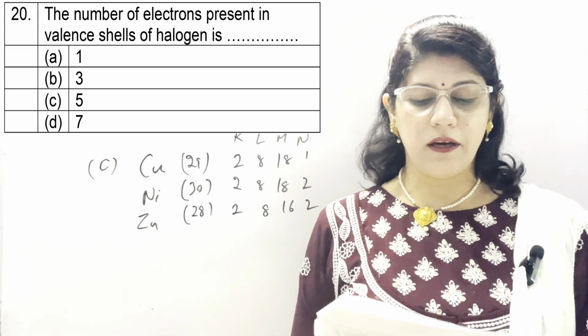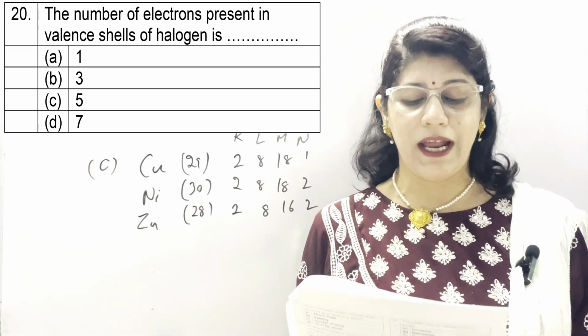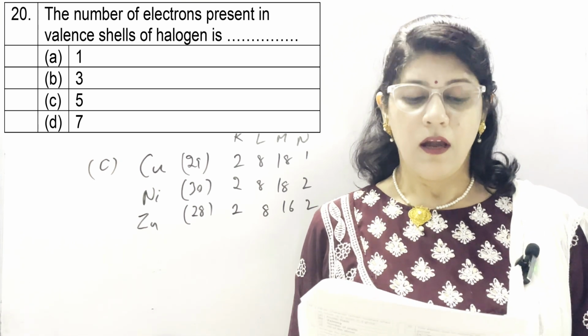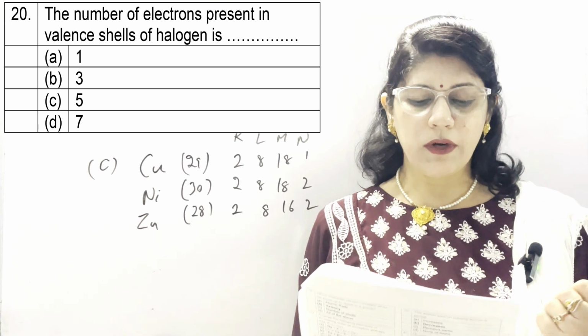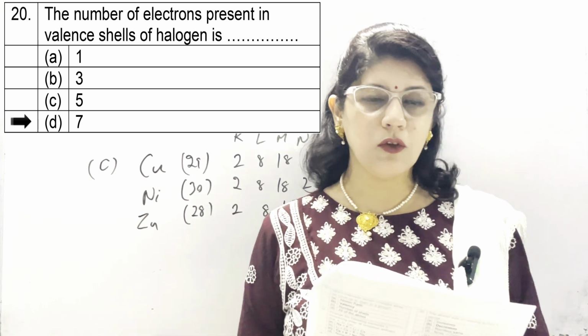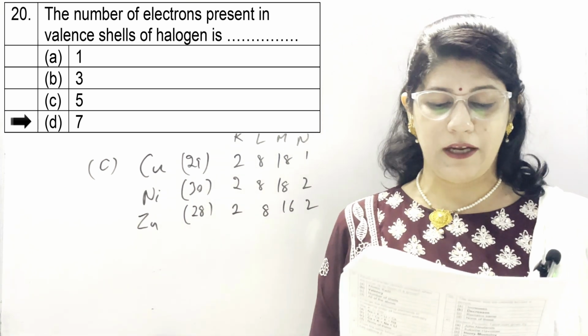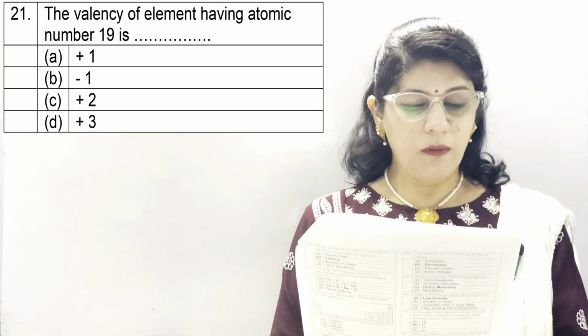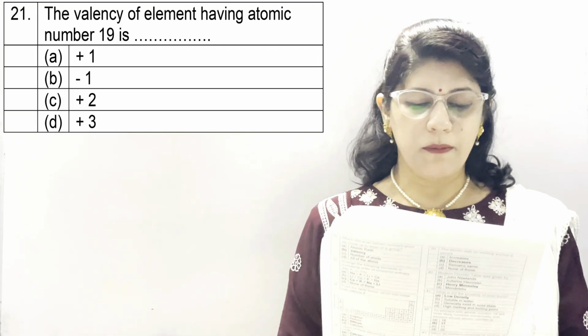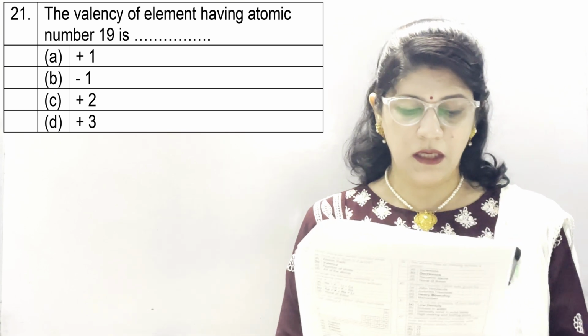Question number 20. The number of electrons present in valence shell of halogen is. First option is 1, then 3, then 5 and then 7. We know that halogens belong to 17th group, so they all have 7 valence electron in their outermost shell other than helium.